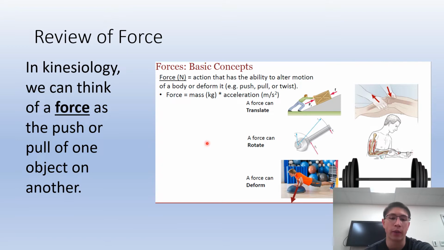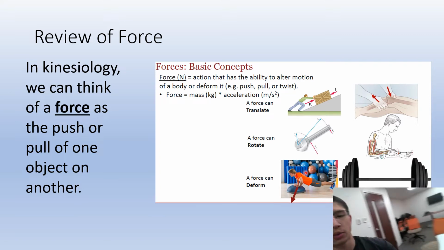So anyways, a force. In kinesiology, we can think of a force as the push or the pull of one object on another object. I know that Molly already talked with you guys about this, and this slide is from her presentation. But as you can see here, when you apply a force to an object, you can have a few different effects. So the force can cause translation, which is basically just moving an object in a straight line. It can cause rotation, so moving an object in kind of a circular pattern around an axis of rotation, or a force can cause something to deform. So the object might not move, but you just kind of deform it and change the shape of the object.